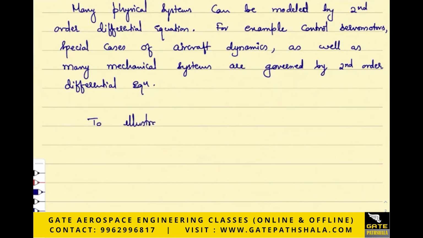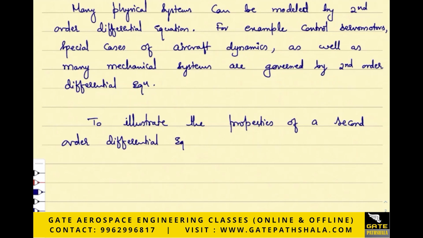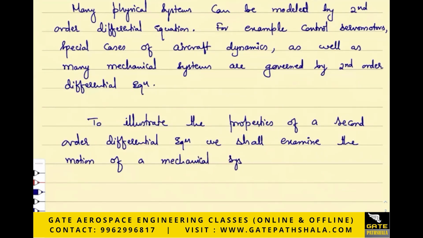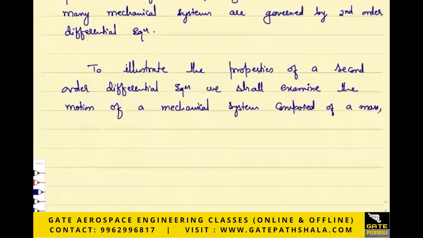To illustrate the properties of a second order differential equation, we shall examine the motion of a mechanical system composed of a mass, comma, a spring and a damping device. Okay.